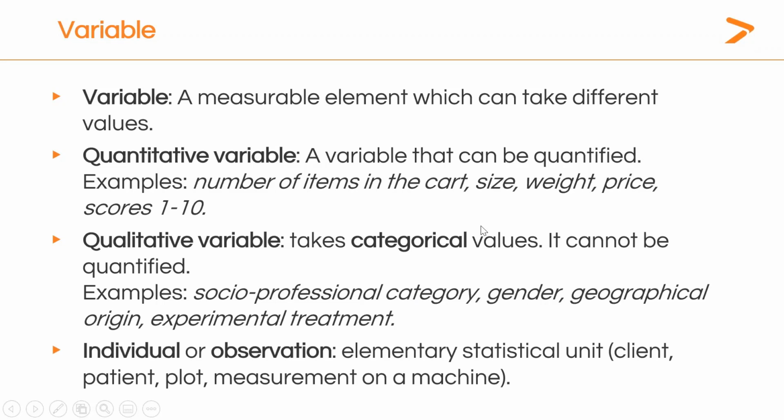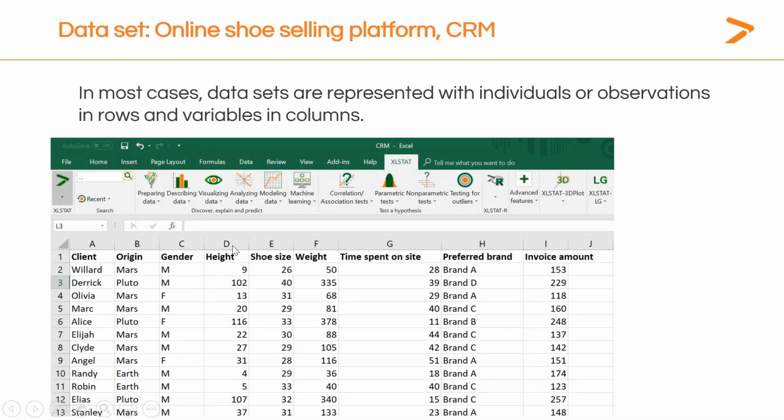Then individuals or observations are elementary statistical units. So for instance, clients or respondents of a survey, patients following a clinical trial, a plot in a field in agronomical research, a measurement on a machine for statistical process control. And individuals or observations are characterized by variables. Now here's the dataset we had used last time. So these are the clients in rows from an online shoe selling platform.